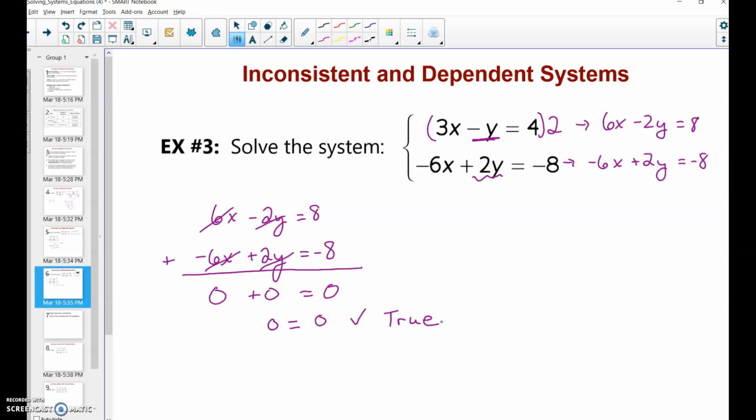Because I have a true statement, that means that I have coinciding lines. All that means is that the lines originally written here in this system of equations are actually the exact same line. So because they're coinciding lines, that means I have a dependent solution. And I have infinite solutions because they're the exact same line.